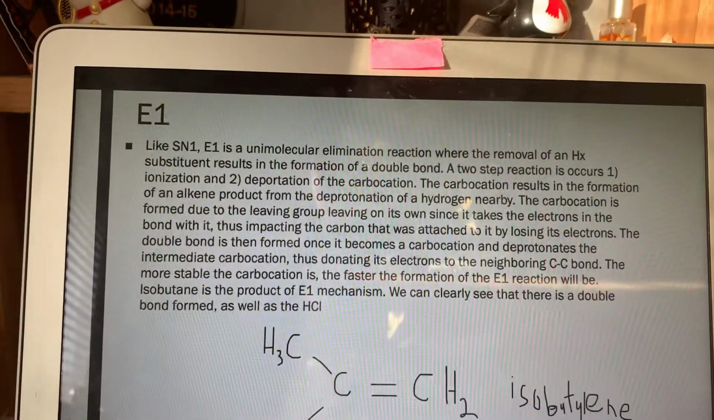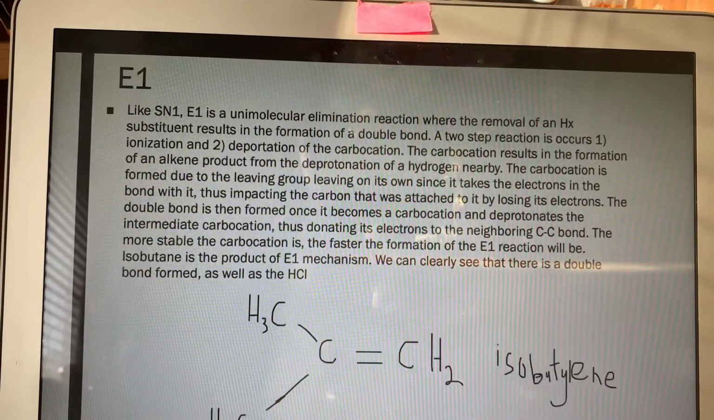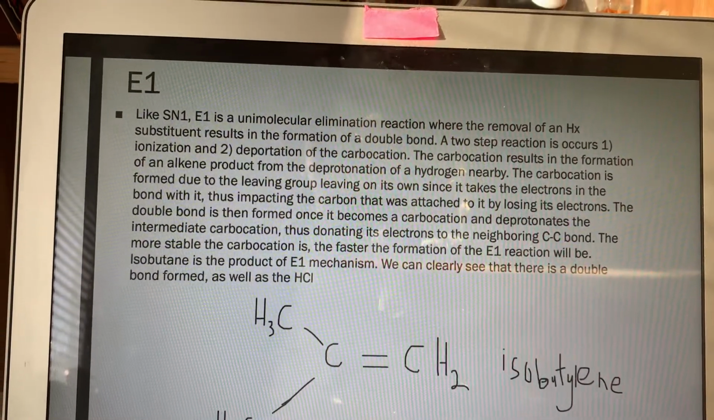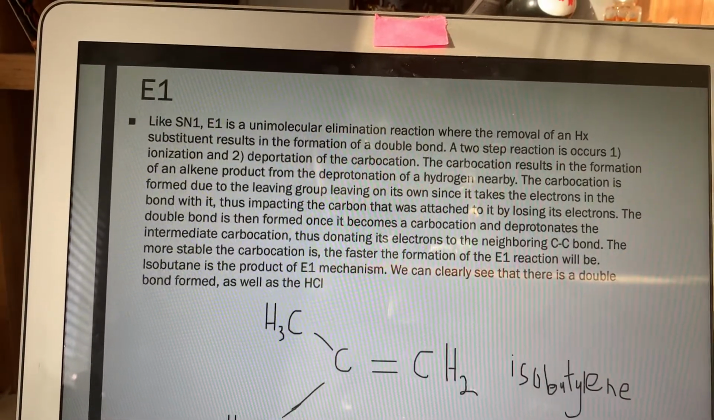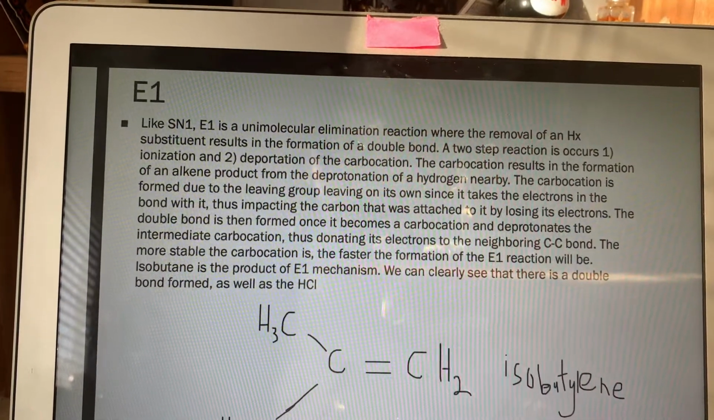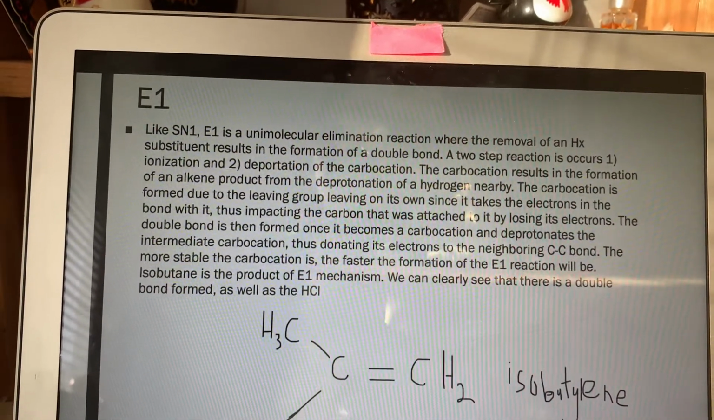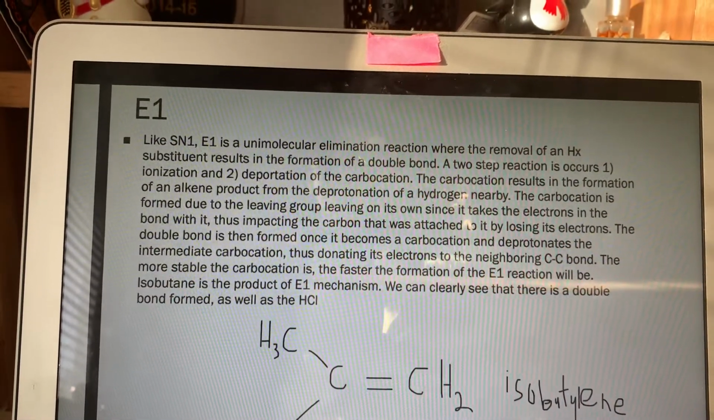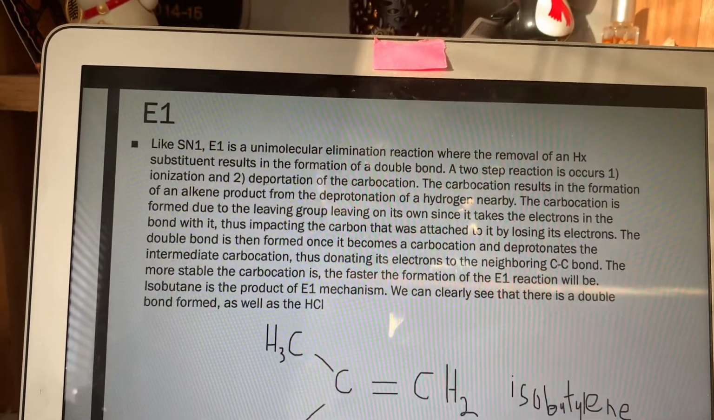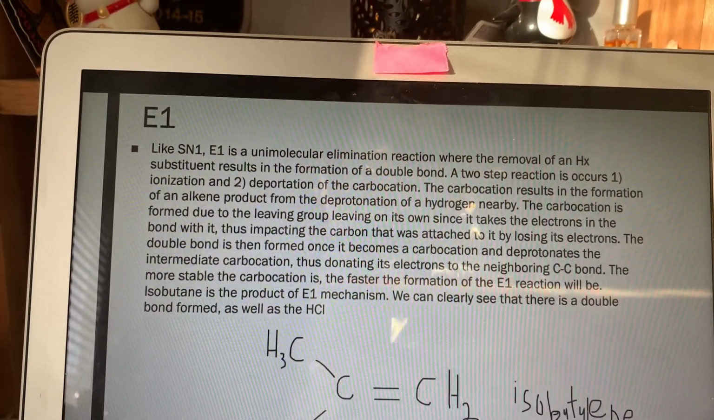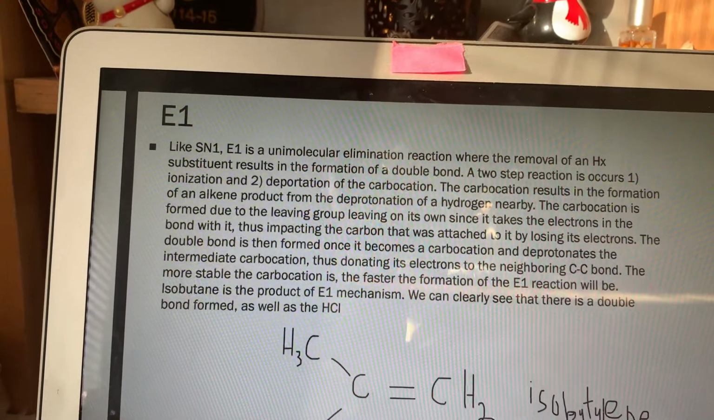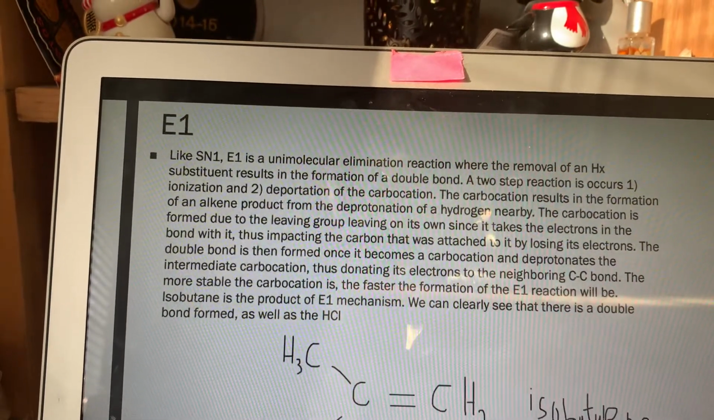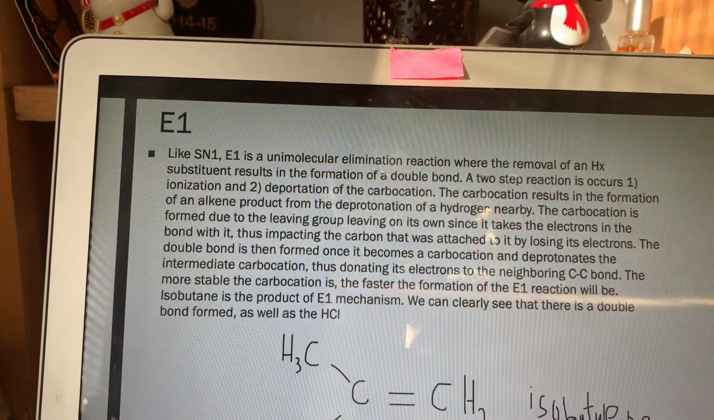E1. Like SN1, E1 is a unimolecular elimination reaction where the removal of an HX substituent results in the formation of a double bond. A two-step reaction occurs: 1. Ionization and 2. Deprotonation of the carbocation. The carbocation results in the formation of an alkene product from the deprotonation of a hydrogen nearby.